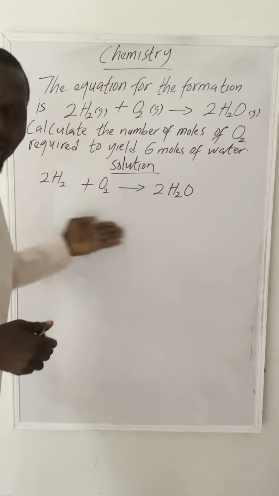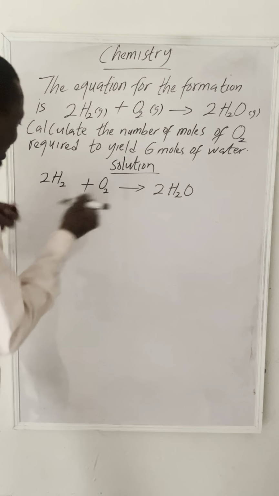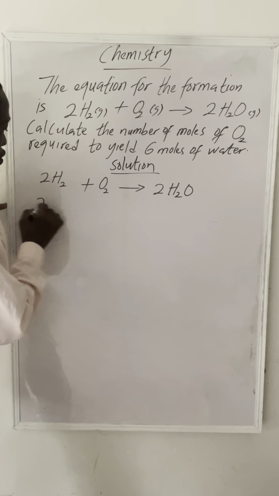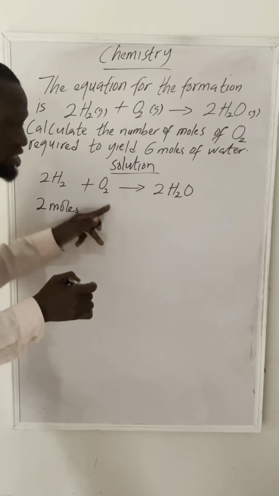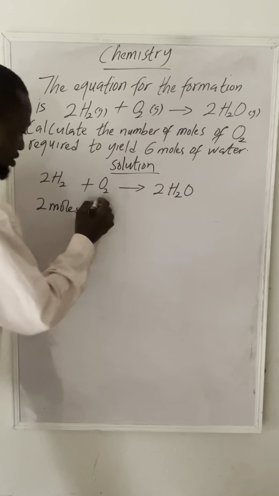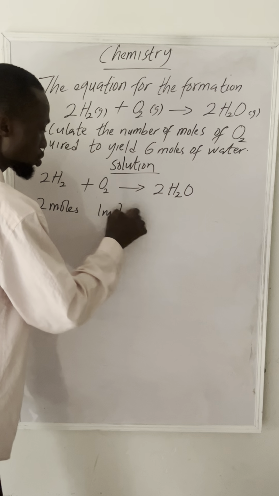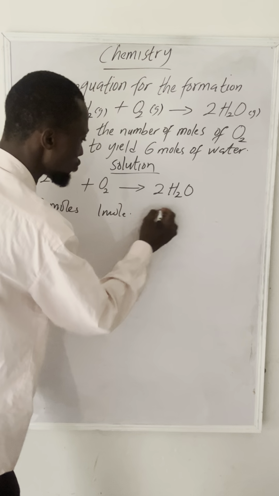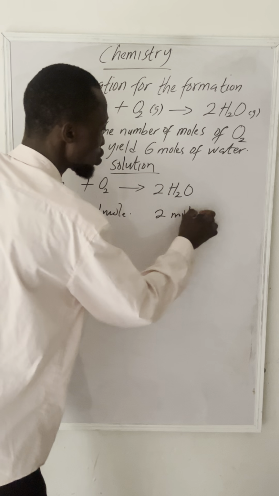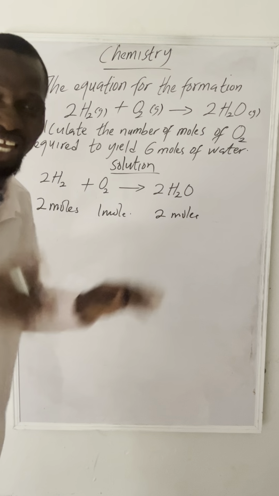Now, the next thing is that from this balanced equation, you need to know that 2 here means that 2 moles of hydrogen combine with, what is there? Nothing, 1. So 1 mole of what? 1 mole of oxygen to give 2 moles of what? 2 moles of water. That is what it means.